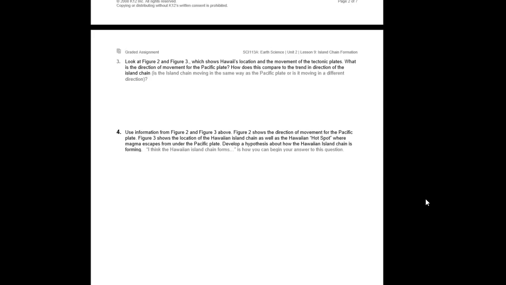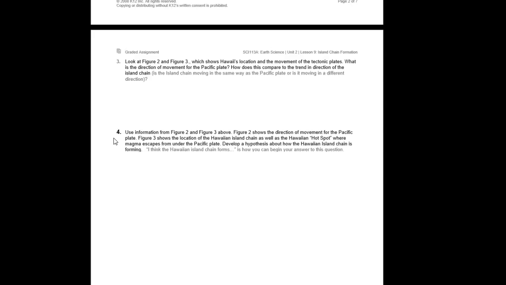Number 3 says, look at Figure 2 and 3, which show Hawaii's location and the movement of the tectonic plates. What is the direction of movement for the Pacific Plate? How does this compare to the trend in direction of the island chain? So go ahead and give me an answer that describes what those red arrows looked like in Figure 2. What direction are they moving? And then say how this compares to the pattern of the island chain that we see for Hawaii.